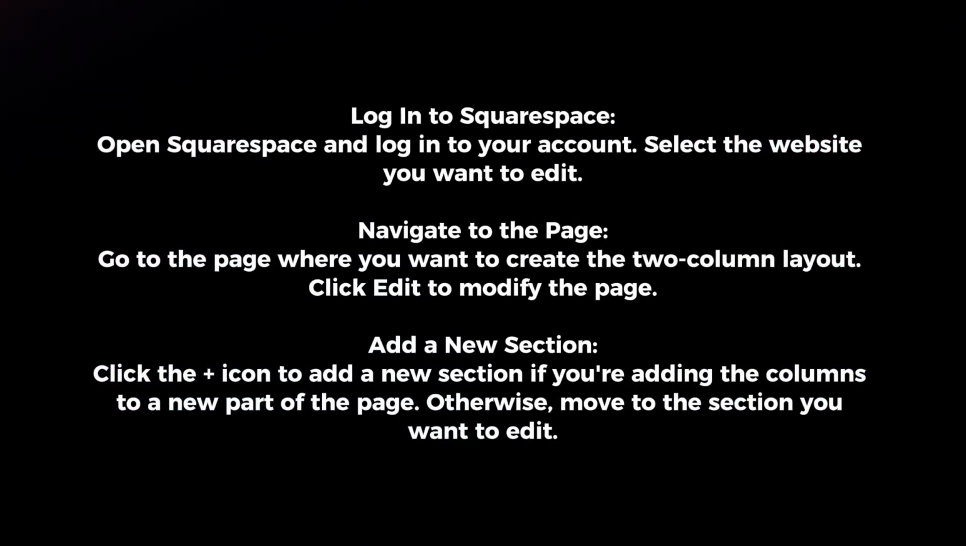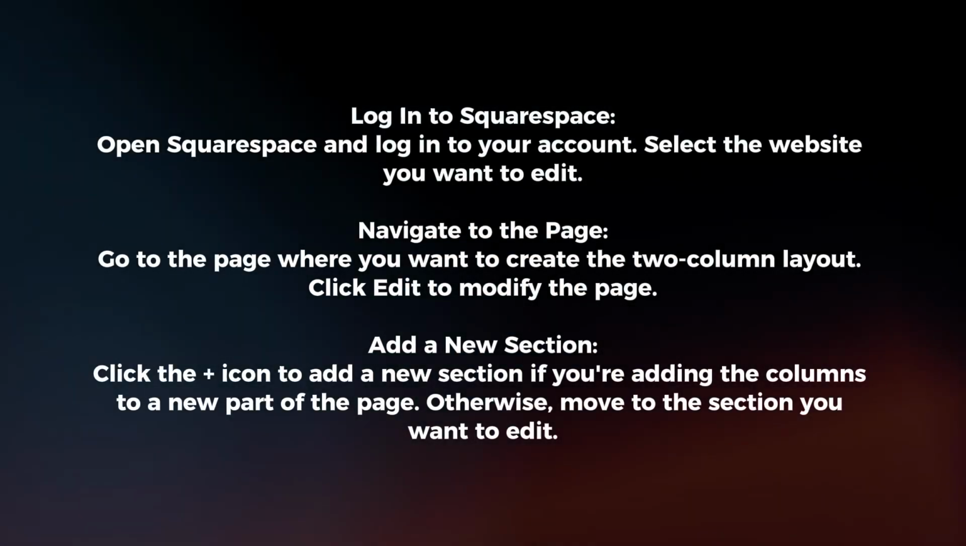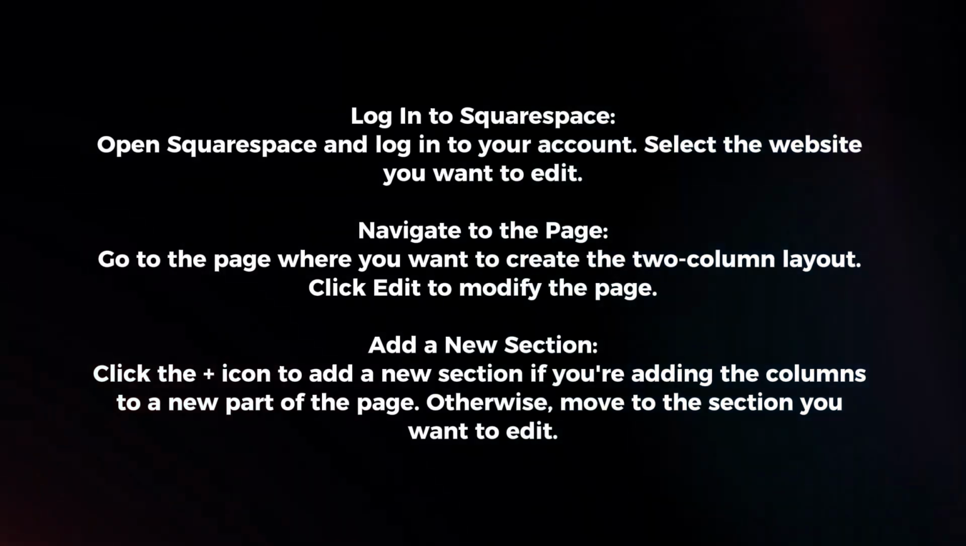Add a new section. Click the plus icon to add a new section if you're adding the columns to a new part of the page. Otherwise, move to the section you want to edit.